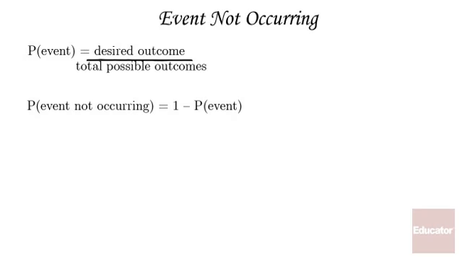So we've gone over how to find the probability of an event occurring. And that would be the desired outcome over the total possible outcomes. So it's a ratio, right? We're comparing what we're looking for, the desired outcome, over how many total possible outcomes there are. What's the total number? Now, this ratio is in the form of a fraction, right? Top number over bottom number.